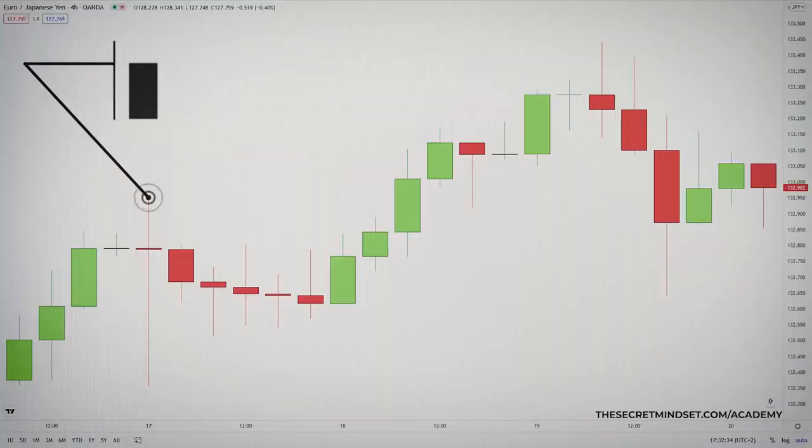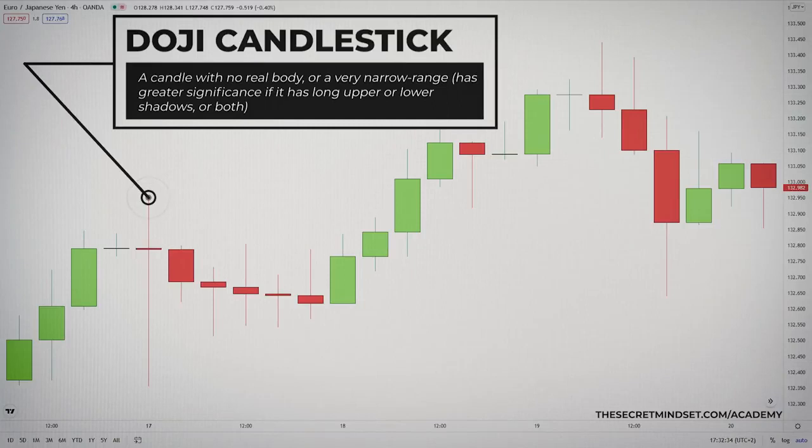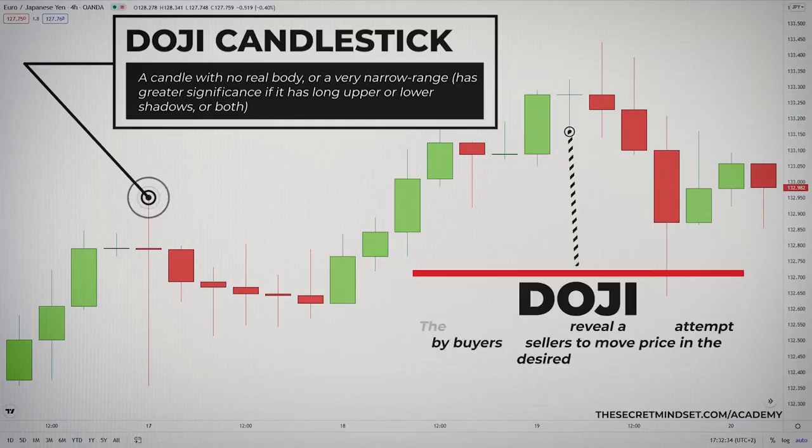The candle with no real body, or a very narrow range, one in which the open and close are the same, represents a significant development. The fact that price opens and closes at the same place has greater significance when the doji also has exceptionally long upper or lower shadows, or both. The longer shadows reveal an attempt by buyers or sellers to move price in the desired direction. However, the effort failed when the price retreated to close at the same price as the open.